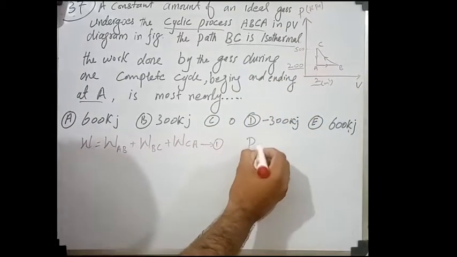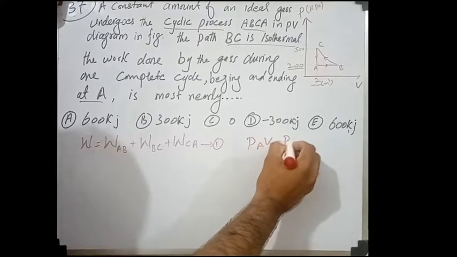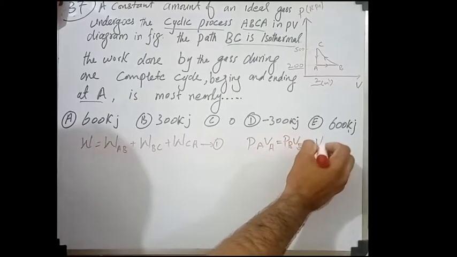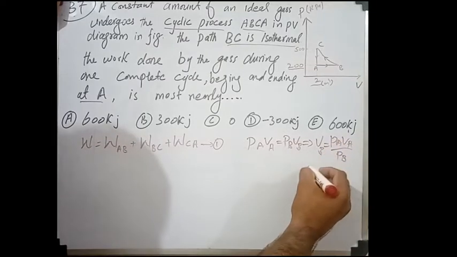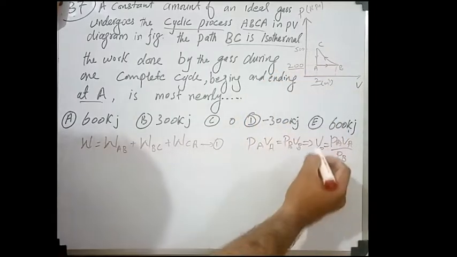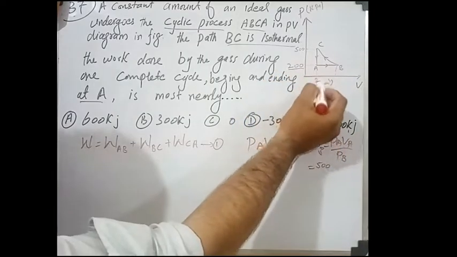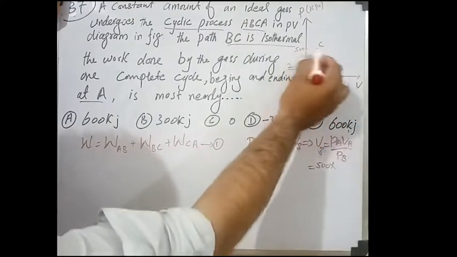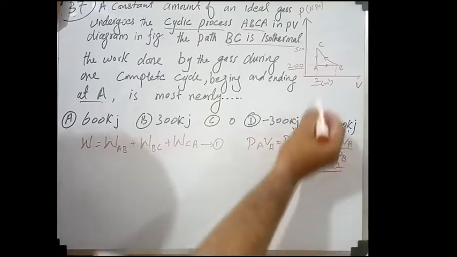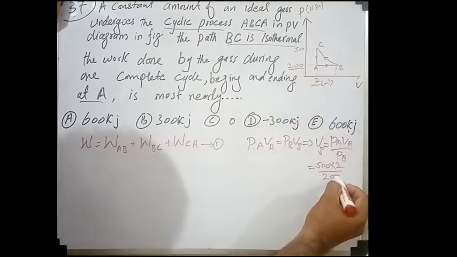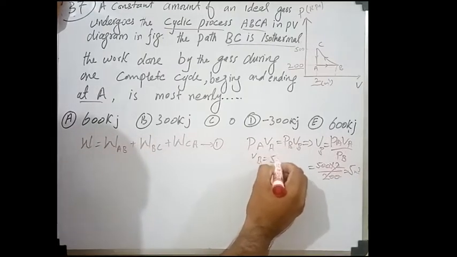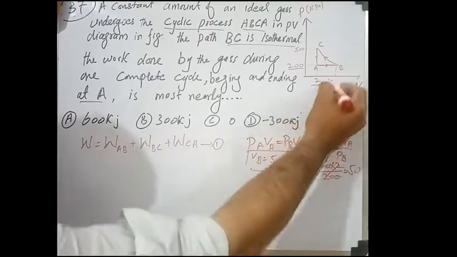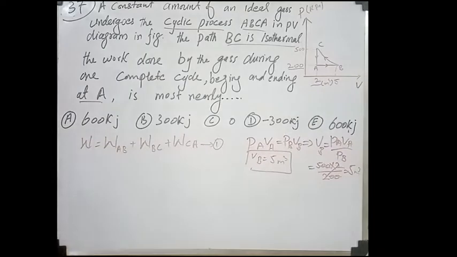According to Boyle's law, PA VA is equal to PB VB, which implies that volume at B is equal to PA VA divided by PB. Here we have to find the volume. So PA is 500 at point A. Their volume is 2, but the pressure at B is 200. So 5 meter cube is the volume at B. So VB is equal to 5 meter cube. Now we have 3 paths to find the work done.